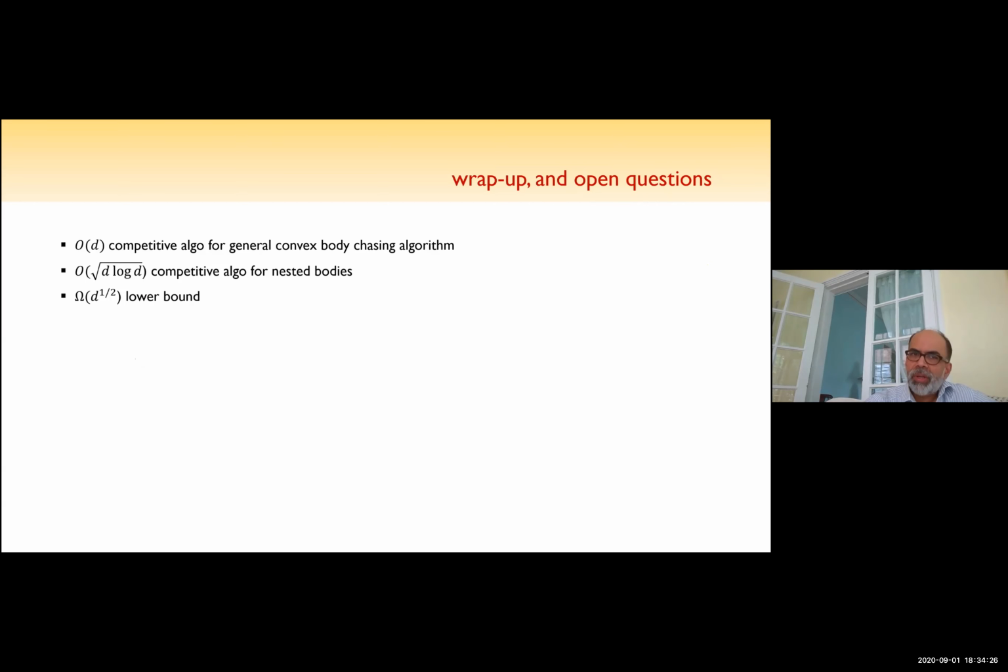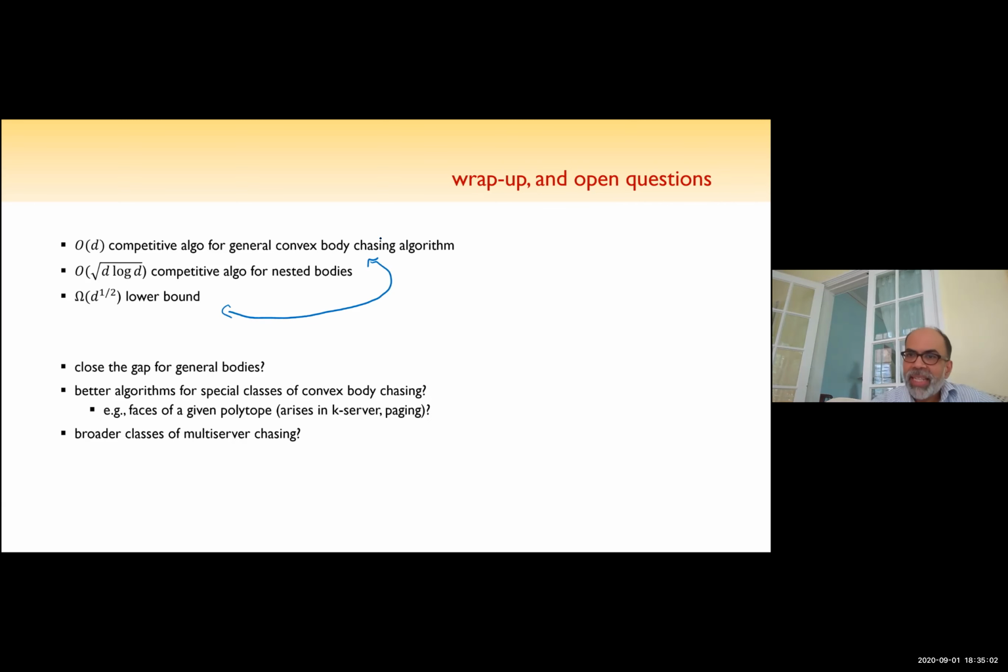You saw a d-competitive algorithm for d-dimensional convex body chasing. You heard about one which is square root d log d for nested convex bodies. And you saw a square root d log 1. There's a very natural gap out here. Somebody should close it. Either an upper bound or a lower bound. Both are interesting.